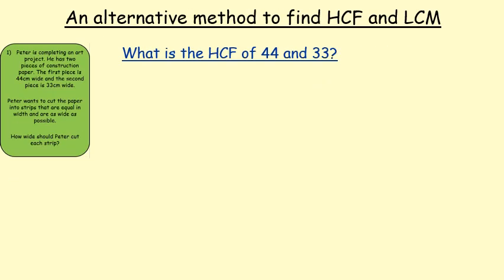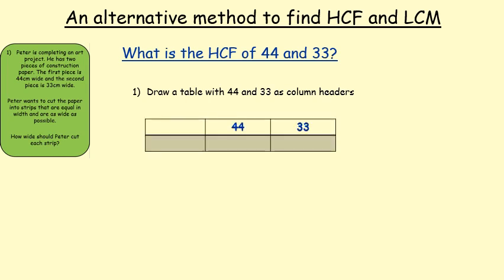So using this example, there is an alternative method that I told you about to find the highest common factor and lowest common multiple. So we can actually put these numbers into a table. So we're going to draw a table with 44 and 33 as column headers. It's going to look maybe a bit like this. And then we're going to look at 44 and 33 and pick any number at all that will divide into both 44 and 33.